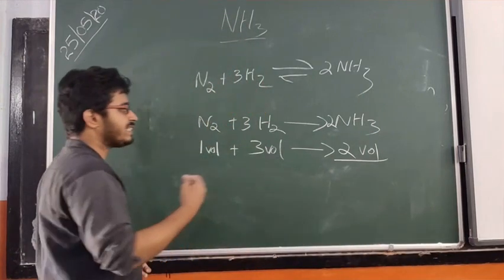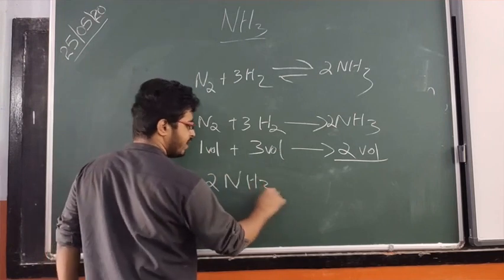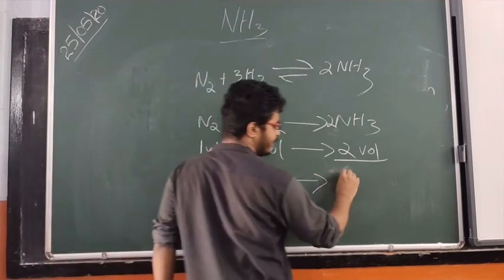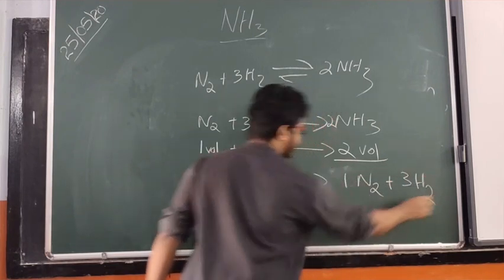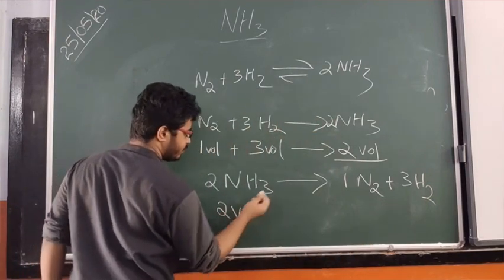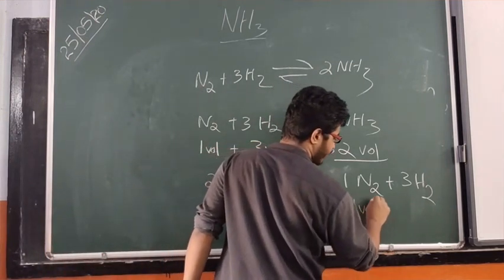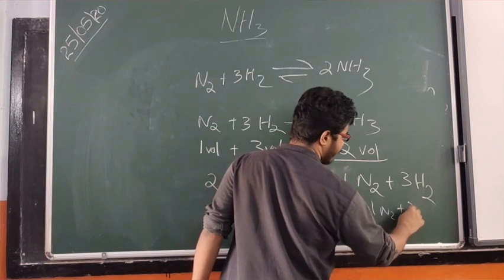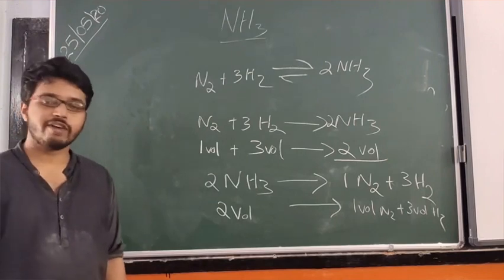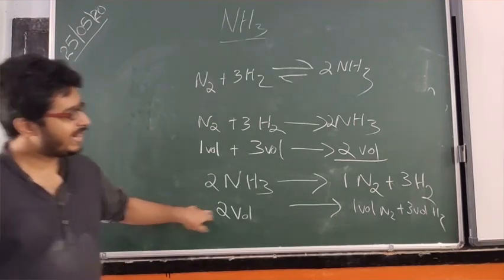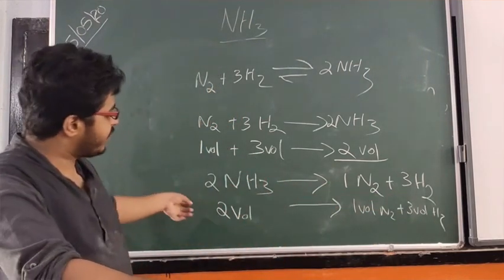Okay, now let's discuss what is happening in the reverse case. Now I will write the ammonia on the left hand side. 2 NH3 will decompose into 1 N2 plus 3 H2. So if I write based on volume, 2 volumes of NH3 give 1 volume N2 plus 3 volumes H2. In other words, 2 volumes will give a total of 4 volumes.